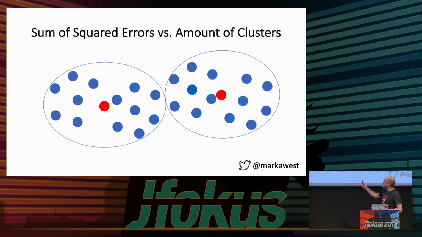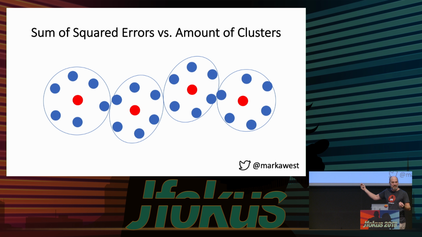If I actually set 2 clusters to that data, I would then be measuring the distance from each blue spot to the center, right? And if I set it to 4 clusters, the distances between my data spots and the center becomes lower. So the sum of squared error gets lower.